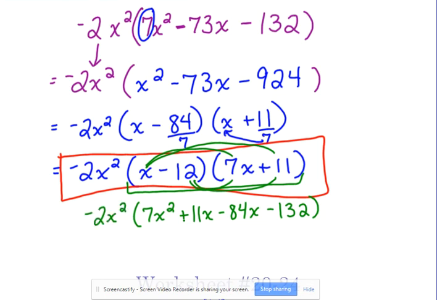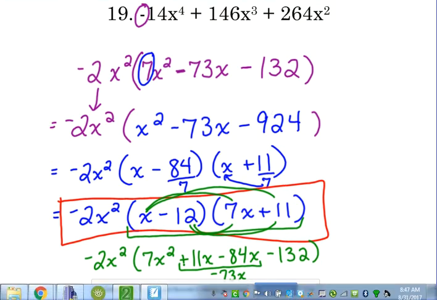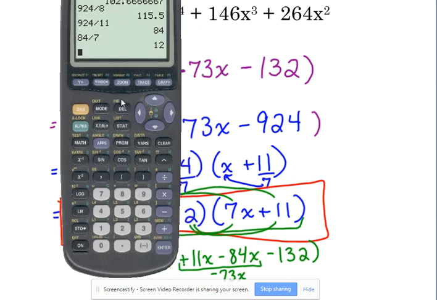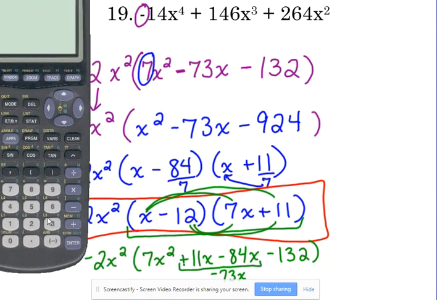Now, just to save myself a little bit of space in writing here, I'm just going to put these two numbers together. 11 minus 84, negative 73x. And really, now we've just got to check and make sure that when we distribute negative 2, we get what we started with. Negative 2 times 7, negative 14. That was the original problem. Negative 2 times negative 73, 146. That was the original problem. And negative 2 times negative 132, 264. That was in the original problem.